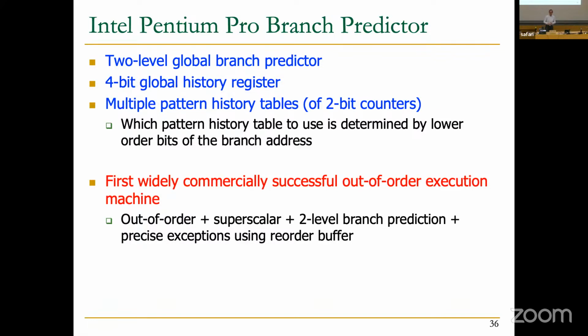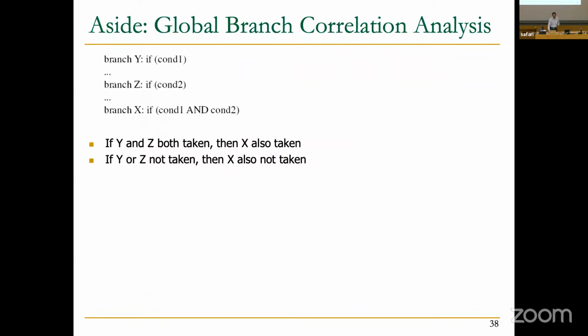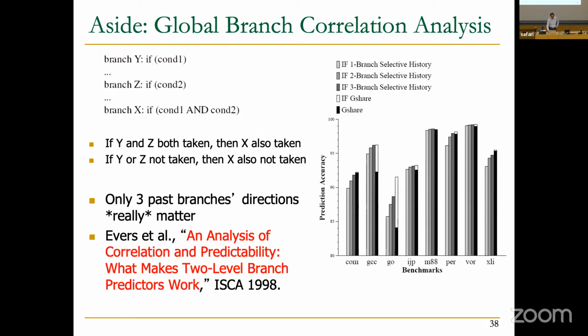If they had a last time branch prediction, their performance would not be as good, basically. Okay, and you have seen this picture multiple times. Now let me give you the global branch correlation analysis. Why does it work? We've already seen why this works, actually. But there's a lot of interesting papers that have been written on this.